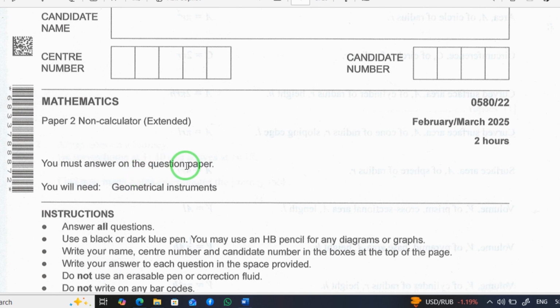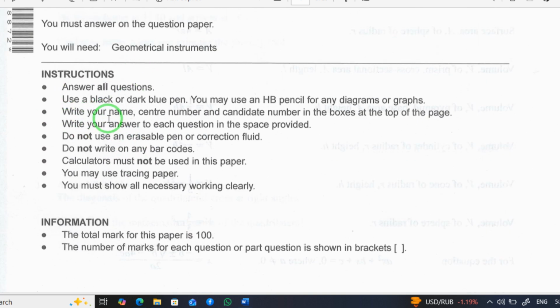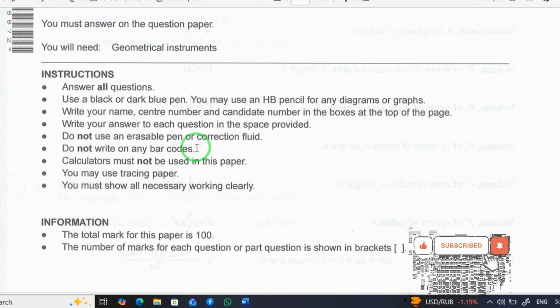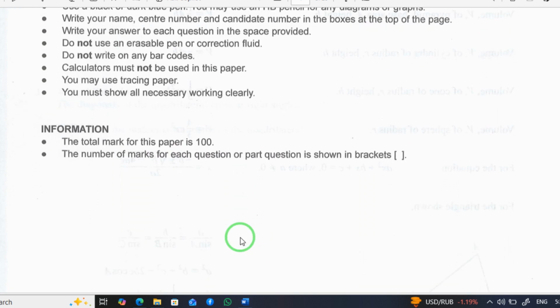You must answer on the question paper. It means when you solve the question, your answer must be in this paper. You will need a geometric instrument. Here are also the instructions: answer all the questions, use a black or blue pen. You may use an HB pencil for a diagram or graph. The other parts you should read yourself. It is clear. Also, the total mark for this paper is 100. The number of marks for each question or part question is shown in brackets.